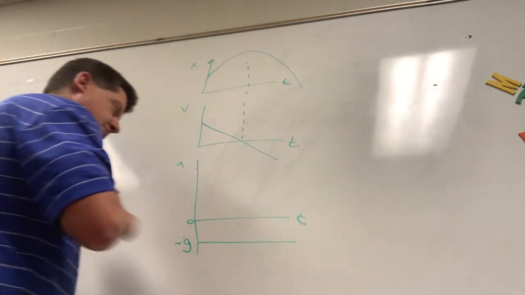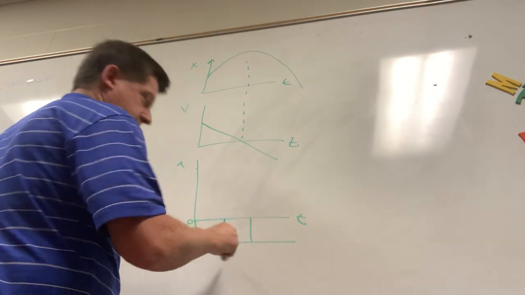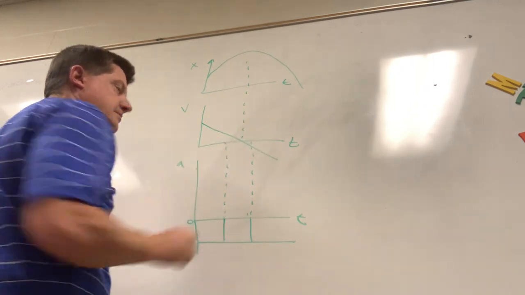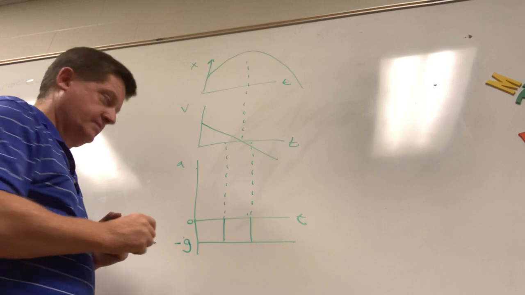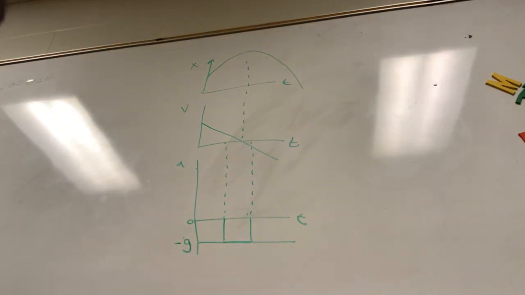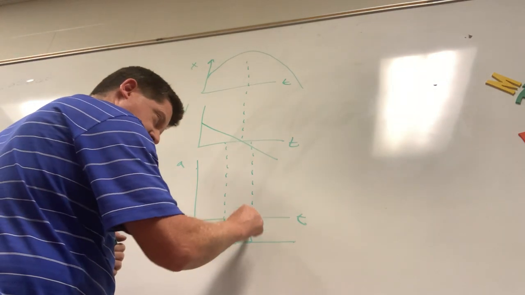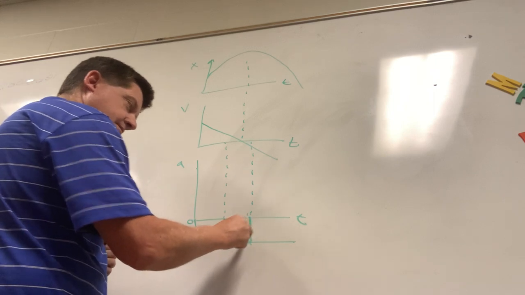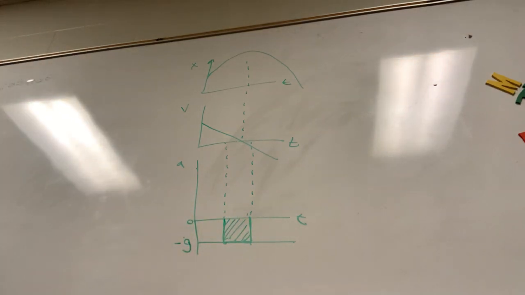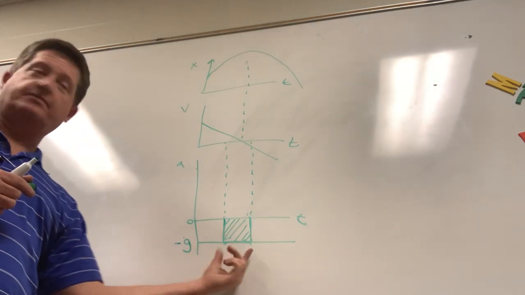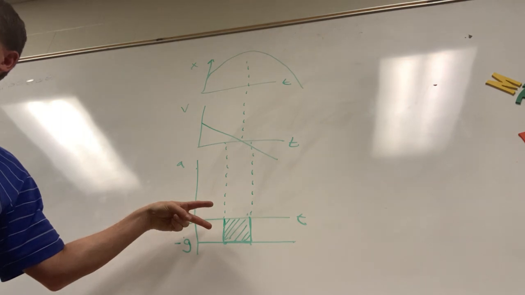If I pick a time interval from here to here, this height of negative g times this time interval gives me the area of this rectangle. The base here is a time interval. The height here is an acceleration unit, meters per second squared, for example.